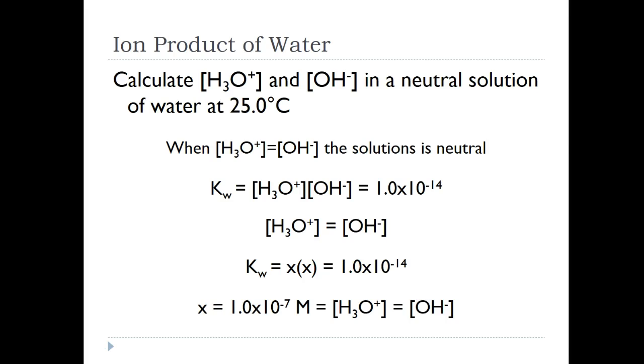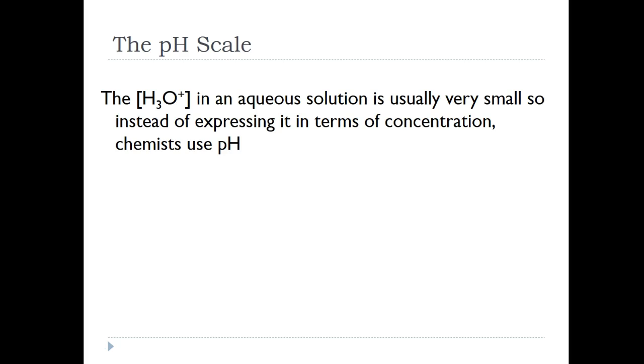So if I have a neutral solution of water, the hydronium and the hydroxide ion concentrations should be 1.0 times 10 to the negative 7th. Again, this is actually only true at 25 degrees Celsius. Okay, so if we got a neutral solution of water, 1.0 times 10 to the negative 7th is the molarity.